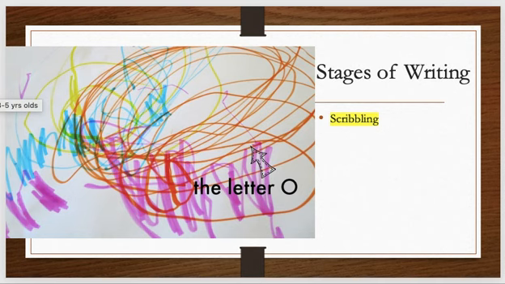I wrote some letters. So for example, in this picture, this child where the arrow is pointing, that's their letter O. Well, to them it makes sense, but to us it makes no sense. So we just have to kind of go with it that scribbling, yes, is going to be that first stage.